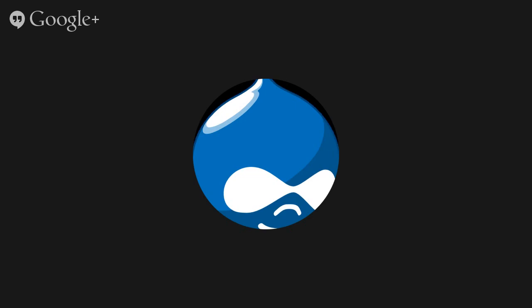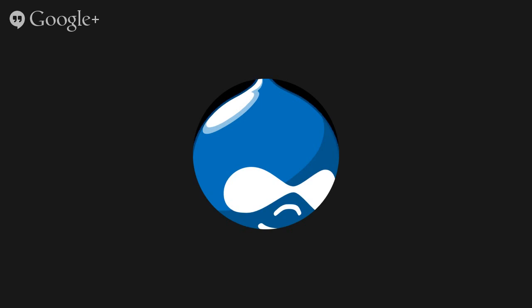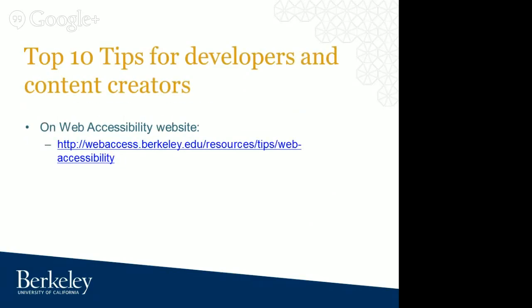So I'm going to actually skip ahead just a little bit here. How many of you have built a theme from scratch, not using a base theme? Anyone? One? All right. Well, so how do you know then that either your base theme that you're configuring or the theme you're building is accessible? What's a good way to start with building an accessible website? So I'm going to switch ahead to our top 10 tips for developers and content creators on the web accessibility website.